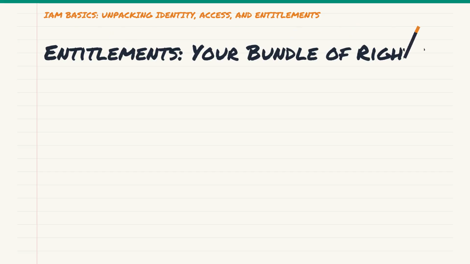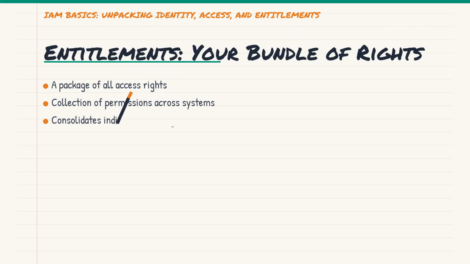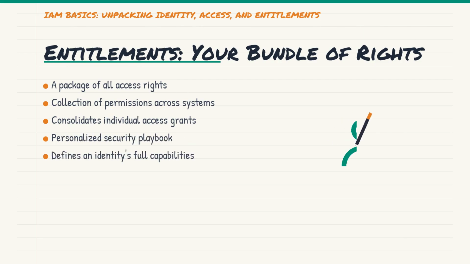Now we bring it all together with entitlements. Think of entitlements as a package or a bundle of all the specific access rights granted to an identity. It's not just one permission, but the entire collection of view, edit, approve, or delete permissions across various systems and data. So, for a customer service representative, their entitlement bundle might include access to the CRM system, the customer database, view only, and the support ticket application. Entitlements consolidate all the individual permissions into a manageable whole. It's like a personalized security playbook for each identity.